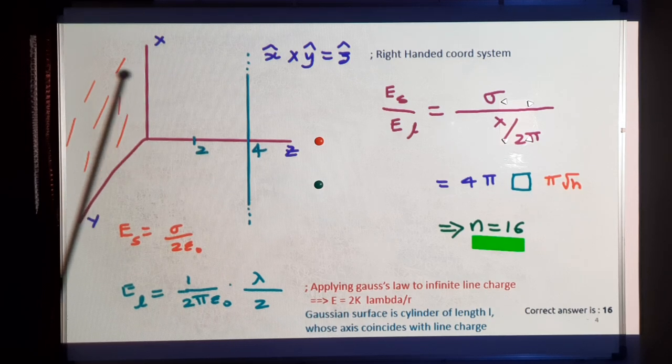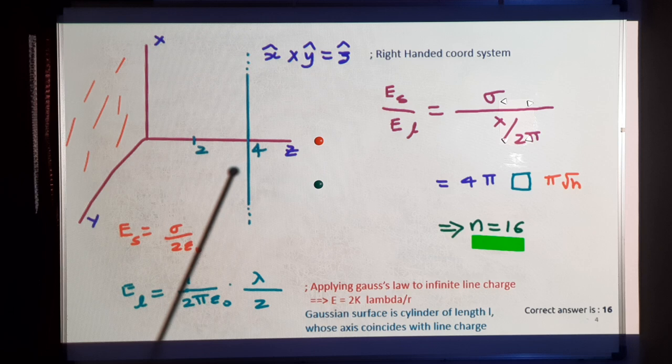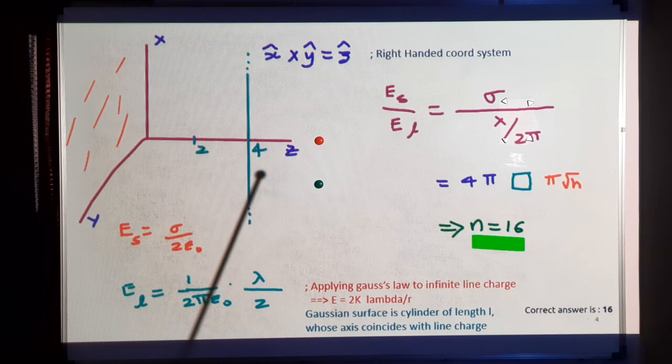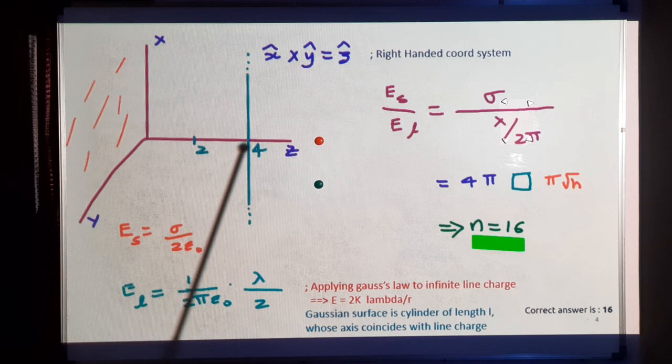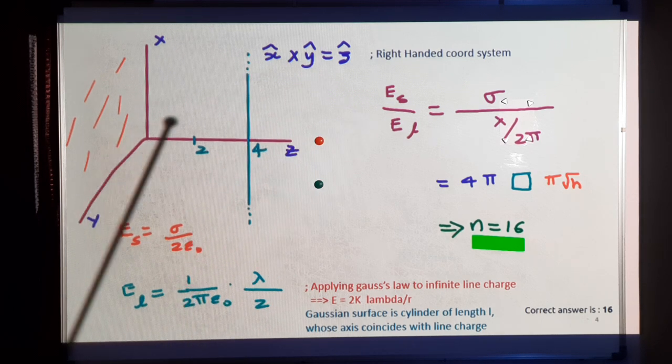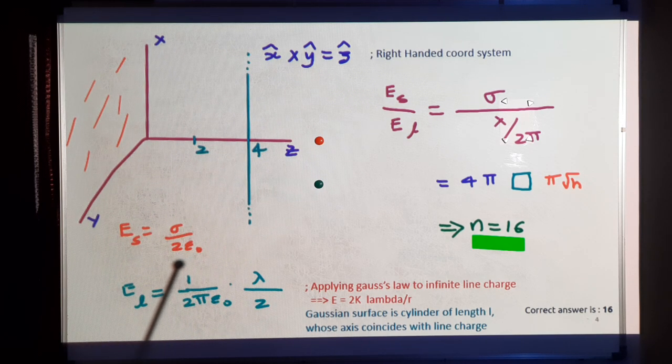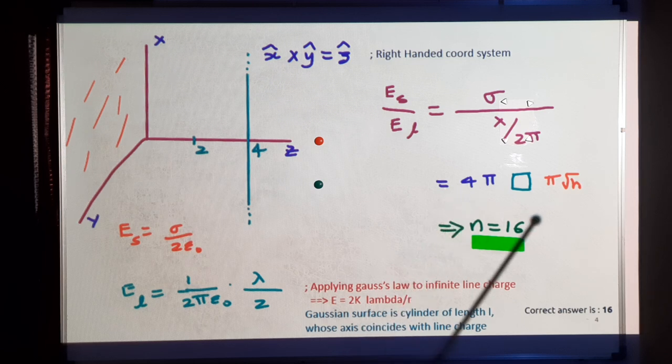This is what I explained here. The infinite sheet is in the xy plane, and on the z-axis there is an infinite line charge at z equal to 4. So this is a right-handed coordinate system where x cross y is the direction of z. So the electric field due to the infinite sheet is sigma by 2 epsilon naught, and due to the line charge is 1 by 2 pi epsilon naught into lambda by r. Here r is 2, the distance from the source. So the ratio is this by this, which is 4 pi. This has to be compared with pi root n. So n is 16.